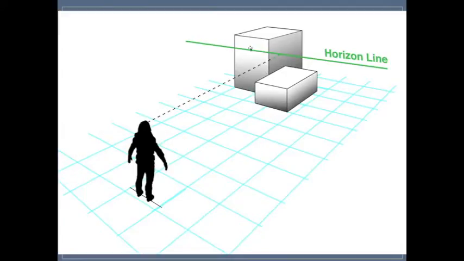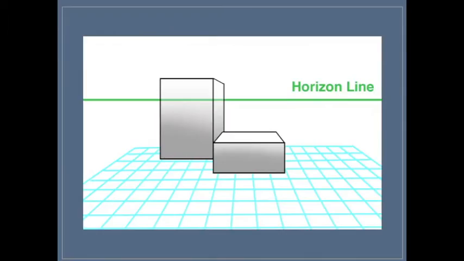So by looking here, this object is taller than the viewer, which is why it is past the horizon line, and this object is lower than the viewer, shorter, which is why it is below the horizon line. Let's take a look and see what this would look like from this person's first-person perspective.